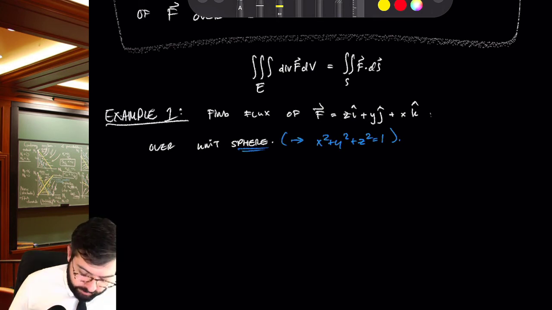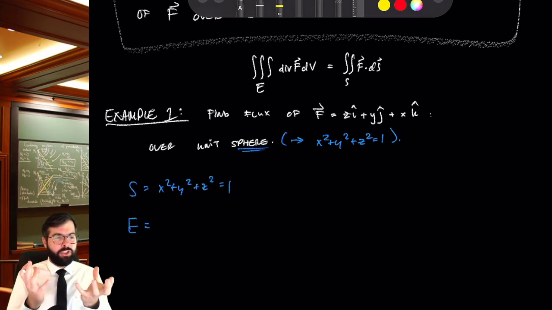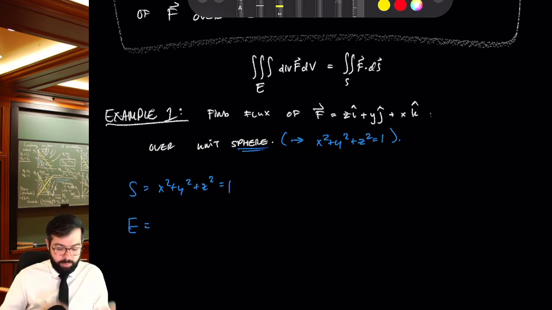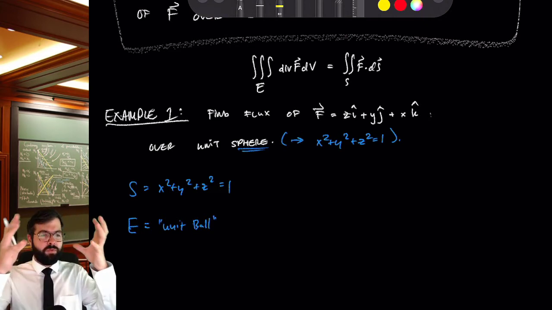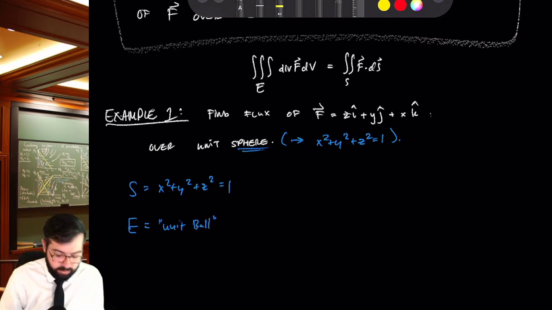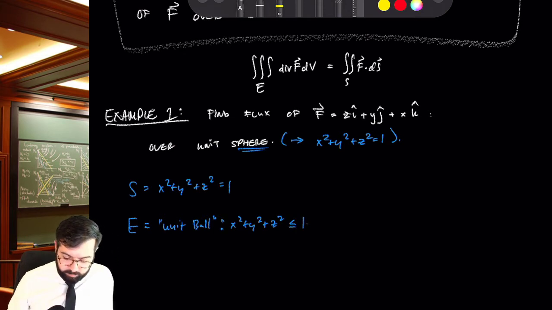So then let's think about, well, if the surface is just the shell, then what is the region E that's enclosed by that shell? We call that the unit ball. Right? Ball versus sphere. Ball is solid. It includes all the interior points. So that's x squared plus y squared plus z squared less than or equal to 1. All right, so we have a rough idea of our region.